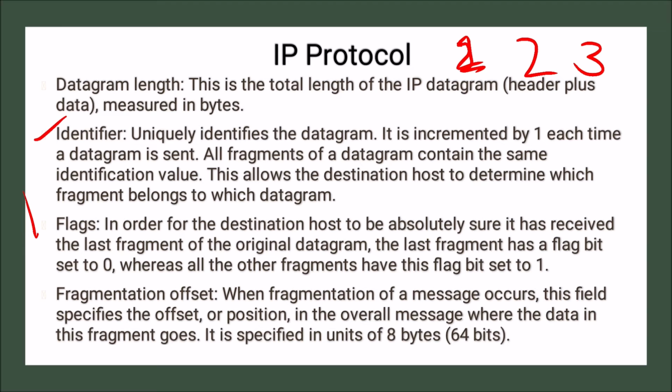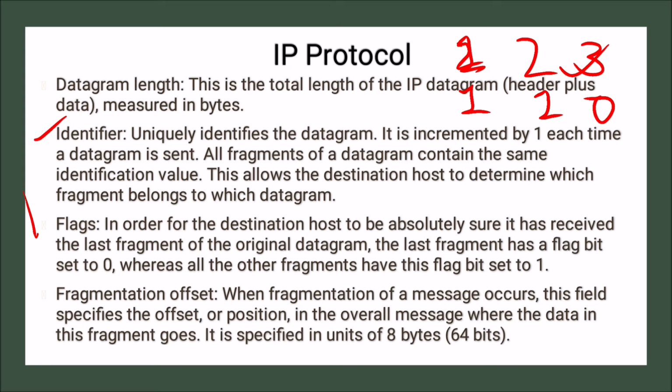For example, if there is one datagram with 3 fragments, the first fragment has value 1, the second has value 1, and the third has value 0. So when it receives this third fragment, it knows that this is the last fragment of the datagram.